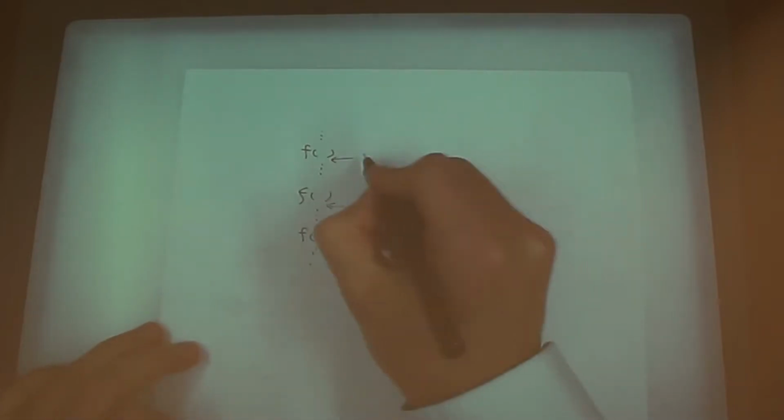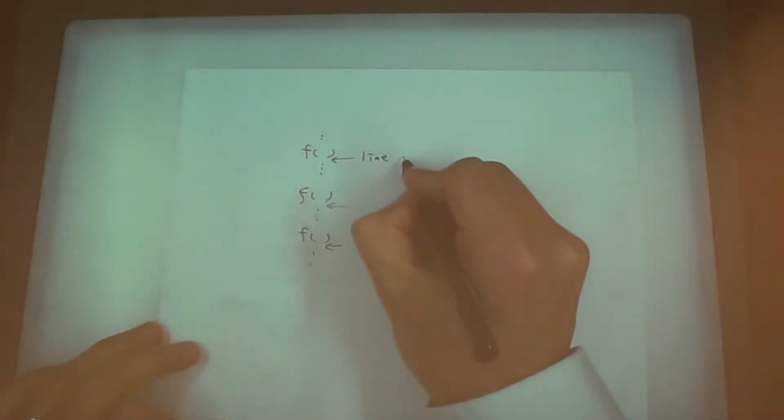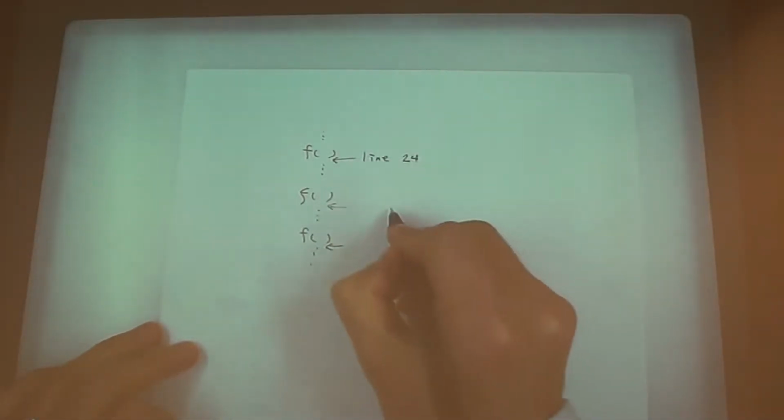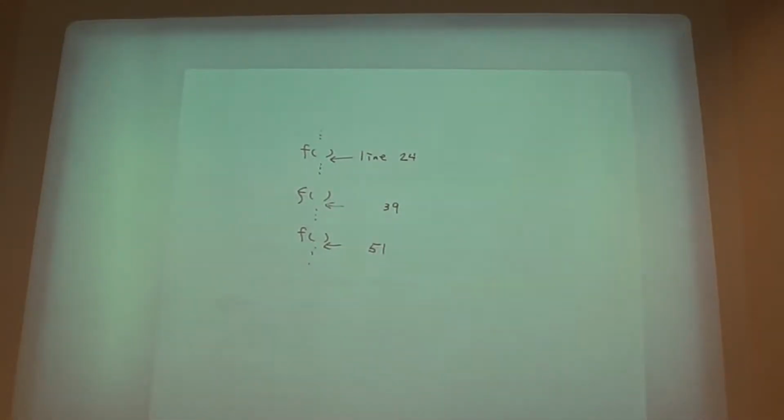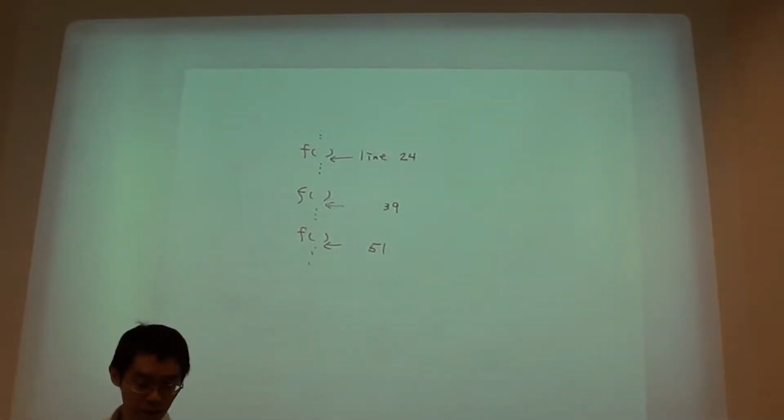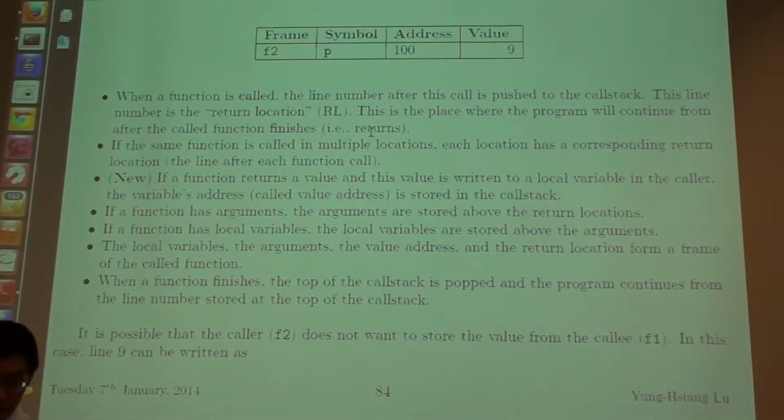So each function call has a corresponding return location. It's not specific to the function. It's specific to the call. They have different line numbers, right? So you have line number, let's say 24, line 39, and line 51, something like that. That's what I mean. Each call has a corresponding return location.